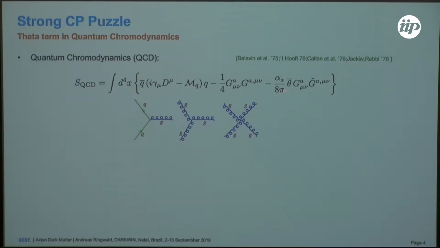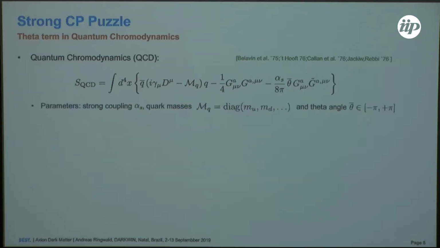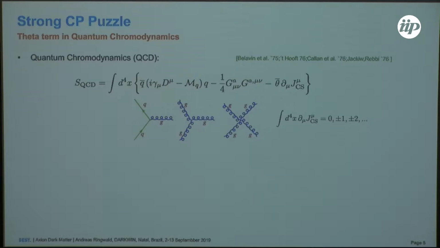Now, first of all, originally it was thought this makes no contribution to any dynamics because, let me go back once, it can be written as a total derivative. So this is essentially this G dual G term. This is a total derivative, so it can be written as a divergence of a current, which is called the Chern-Simons current. So first it was thought that it does not contribute to the equations of motion, therefore it does not contribute to the Feynman rules, so there's no contribution at all from such a term.